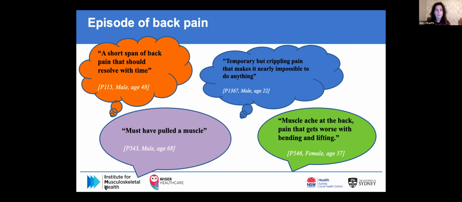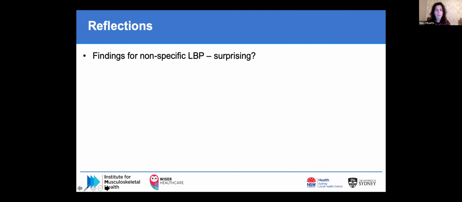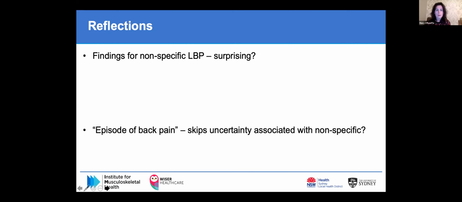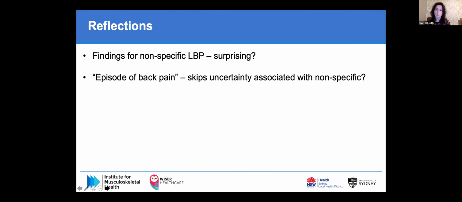So reflections. I was quite surprised that non-specific low back pain was well accepted. It challenges our thinking that people with back pain need certainty all the time. So if people can be given a label like episode of back pain or non-specific low back pain, it makes us, I guess you could say, relieved that we don't have to force a label on a person. We don't have to give certainty where it's not always there. Episode of low back pain, which skips the annoying part of the word non-specific, was well accepted. So maybe in clinic, calling it just back pain and giving people reassurance could be a way to go with some people with pain.